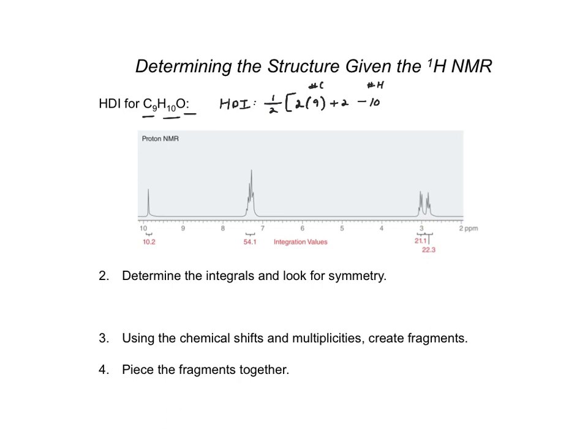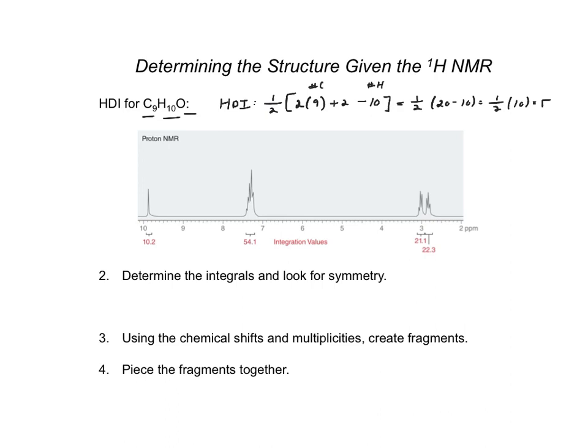All the other stuff in that formula was like nitrogen. We don't have nitrogen here. It was the halogens. We don't have any halogens in here. So this is really all we need to account for, the number of carbons and the number of hydrogens. So when we do this, we get 1/2 of 2 times 9, which is 18, plus 2, which is 20. 20 minus 10 gives us 1/2 of 10, which gives us 5. So we have an HDI right now of 5.